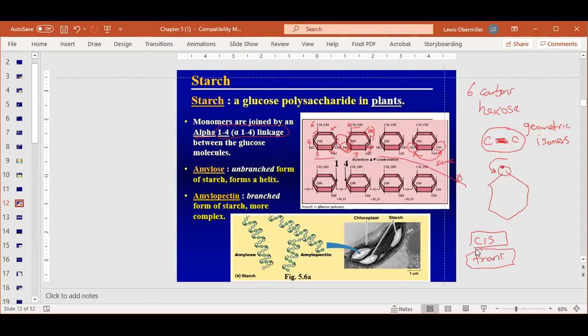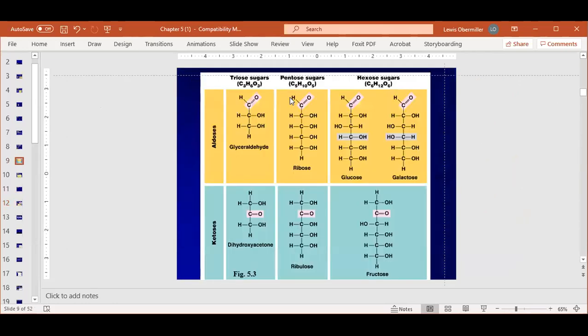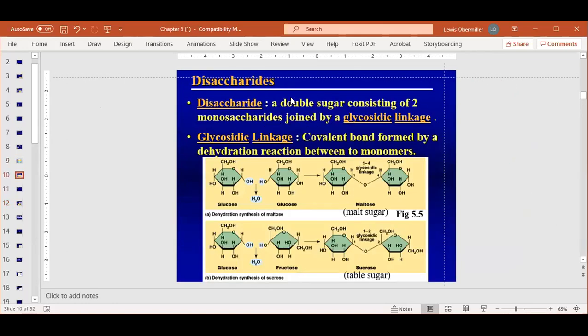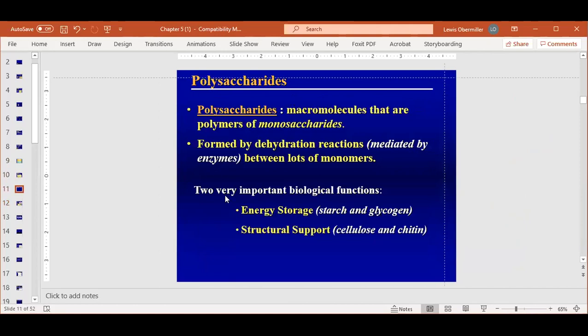Good. So that's why it's important that you guys understand these geometric isomers in cis and trans, because these linkages are going to make completely different molecules. One you can digest, the other ones you can't. And that's what we're going to talk about now. So that makes the difference between whether these polysaccharides are for energy storage or for structural support. It has to do with either the alpha or the beta linkages.